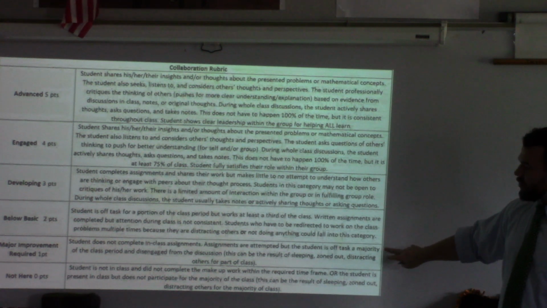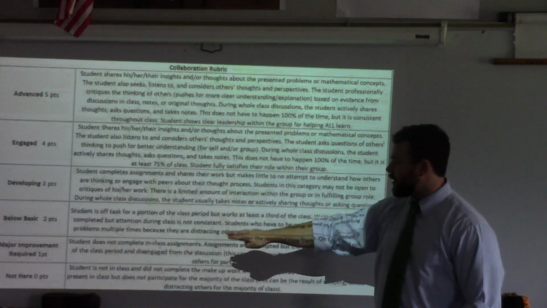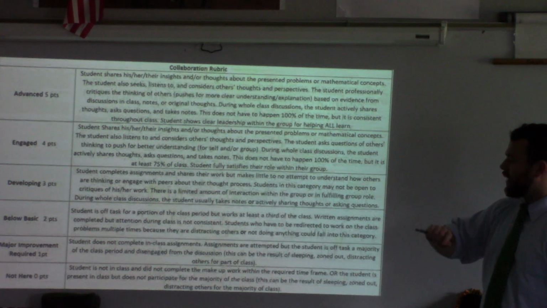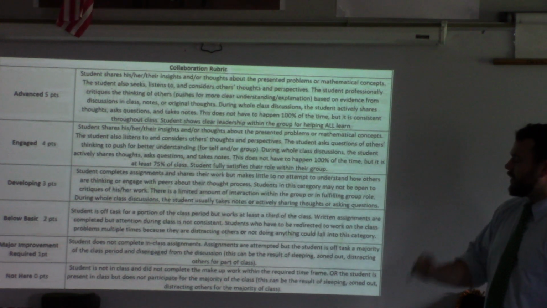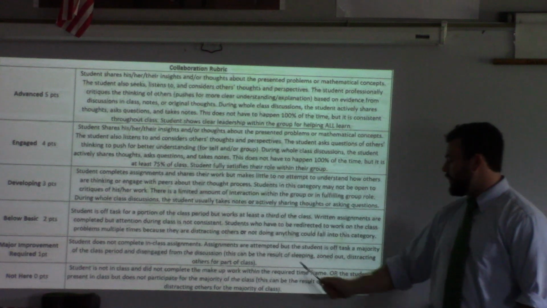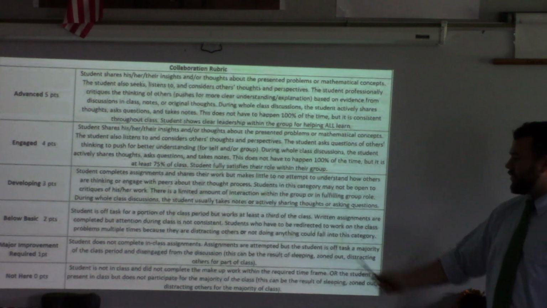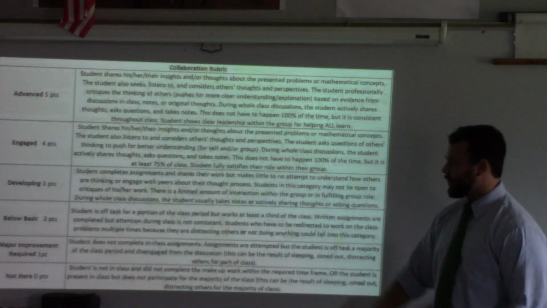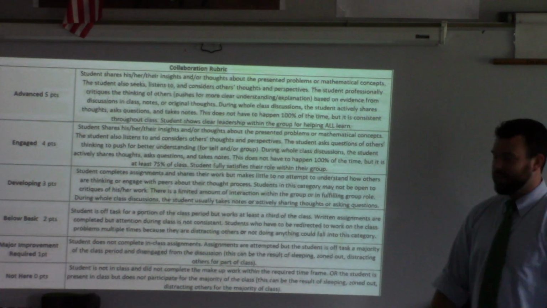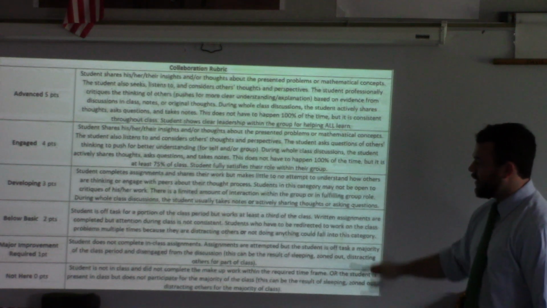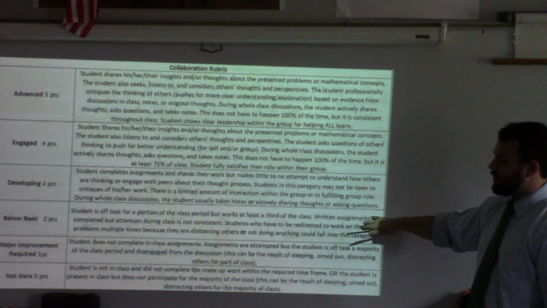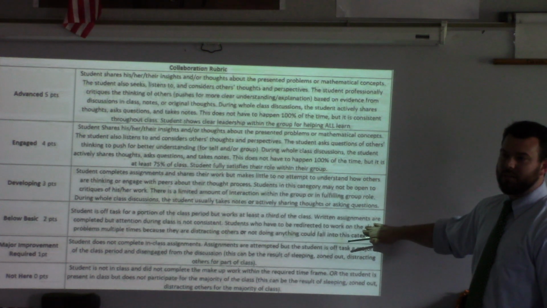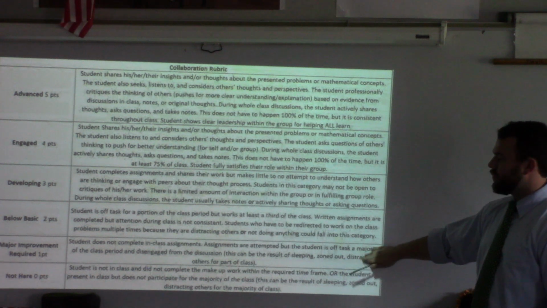Major improvement required. Student does not complete in-class assignments. Assignments are attempted, but the student is off task the majority of the class period and disengaged from the discussion. This can be the result of sleeping, zoned out, distracting others for part of class. So, be aware that's where we can be dropping very quickly. Now again though, if it's at least 1/3 of the class that you're working, you're looking at a 2, but if majority of class, over 2/3 of class you're sleeping, boom, down to a 1.